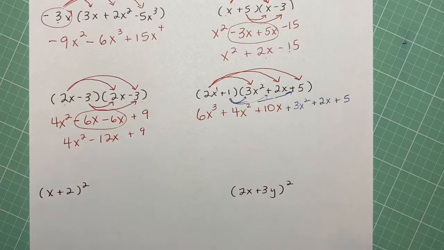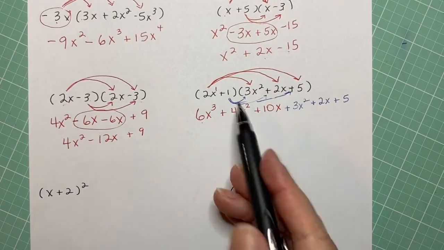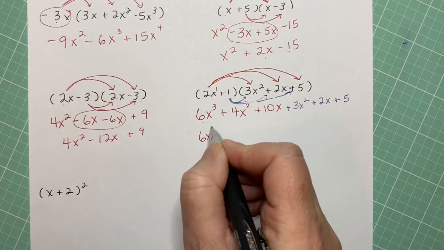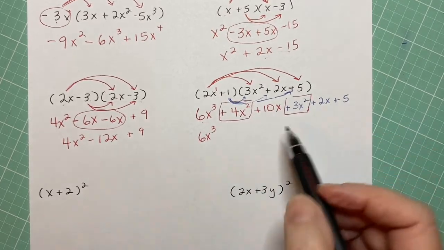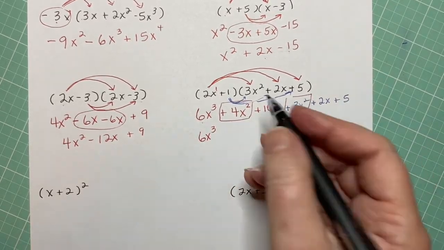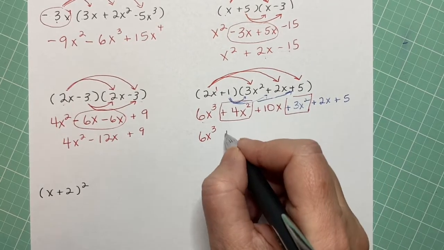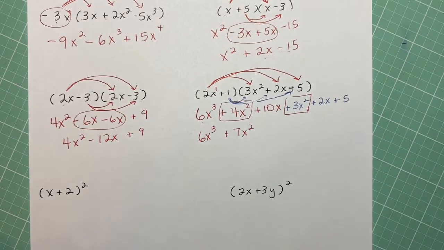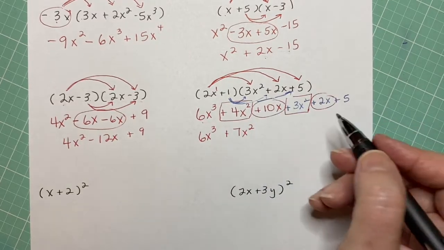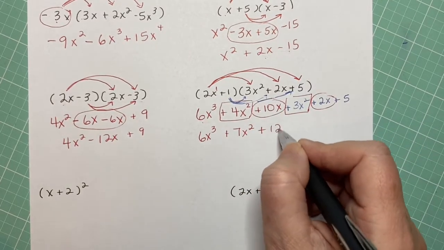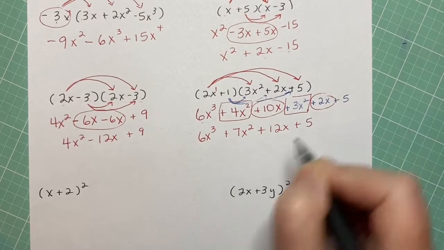And then you combine like terms. So there's not another x to the third, so that just comes down. But there are 2 of the x squared. So I'm going to say 4x squared plus 3x squared is 7x squared. I'm going to do both of the x's. 10x plus 2x is 12x. And then that 5 just comes down.